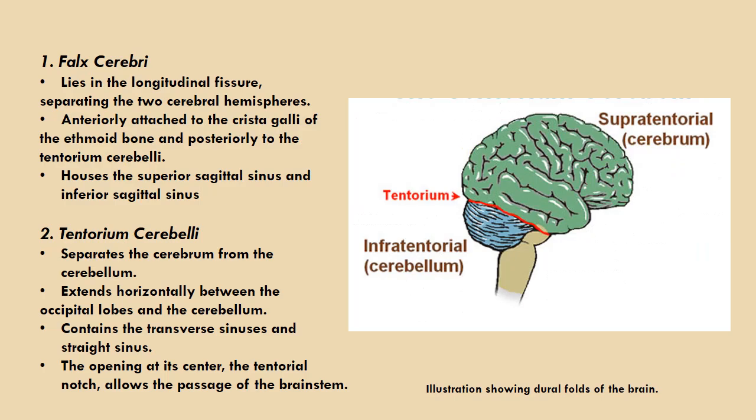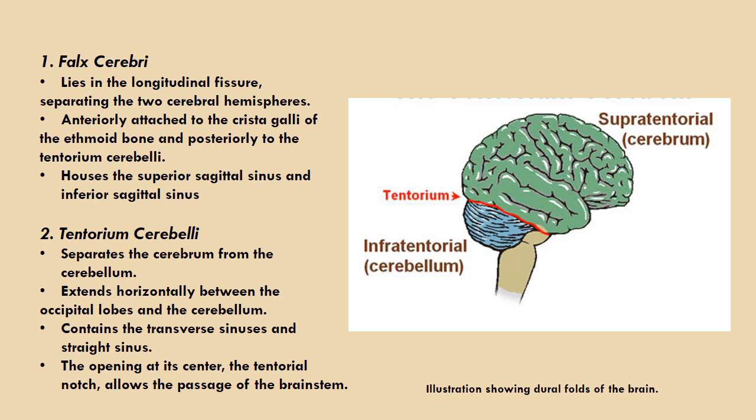Falx cerebri. It lies in the longitudinal fissure separating the two cerebral hemispheres, attached anteriorly to the crista galli of the ethmoid bone and posteriorly to the tentorium cerebelli. It houses the superior sagittal sinus and inferior sagittal sinus, which are important for venous drainage along its superior and inferior margins respectively.